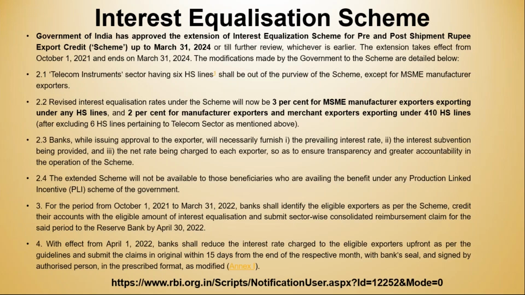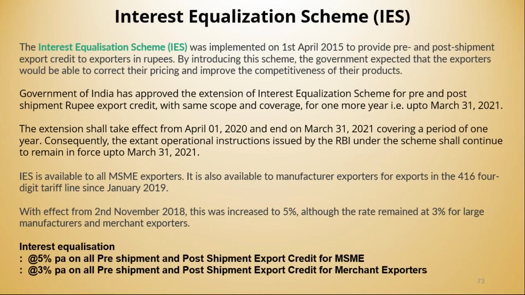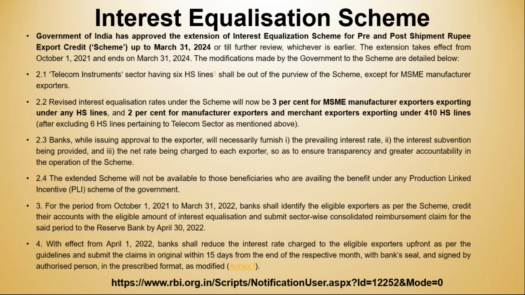But for merchant exporters, only limited items, only 410 items, those HS lines, at the 6-digit level, are given a 2% concession. That means the interest will be less by 2%: if the normal rate is 10%, you will get 8%. That is for merchant exporters.